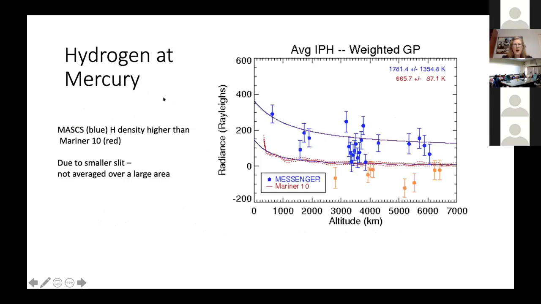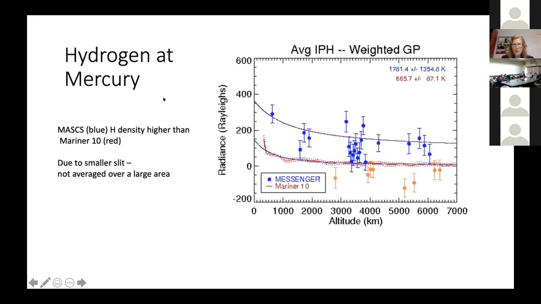What do we know about hydrogen at Mercury? Well, you can see the blue solid circles, and our fit. That was from Messenger, and the red or orange is from Mariner 10. And the altitude distributions are very similar, but Messenger deduced a factor of about 2 more hydrogen.